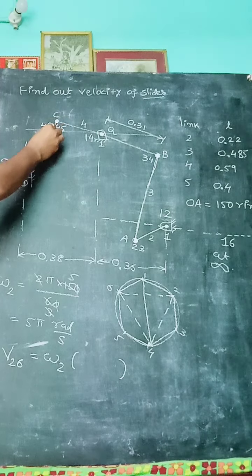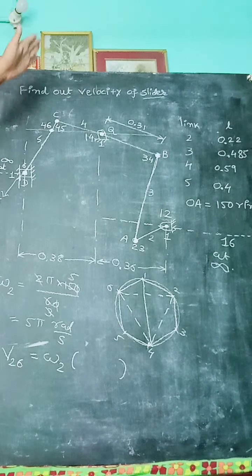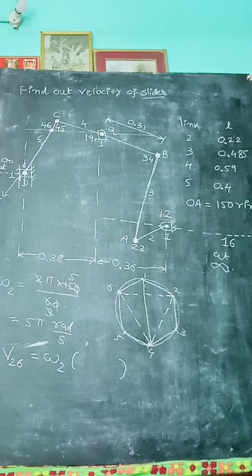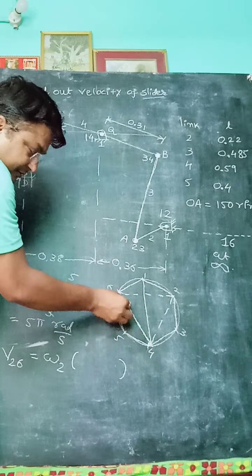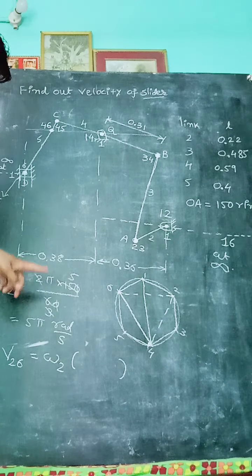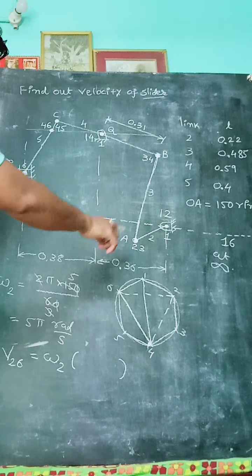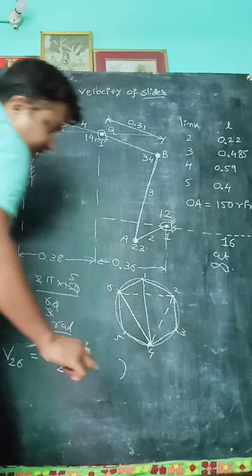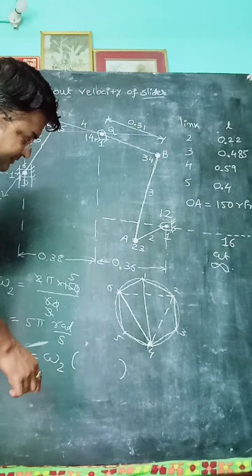See, 4 5, 4 6 and 5 6, they are on the same line. Three instantaneous centers must be on the same line. Okay, that means 4 6 is available. Now we are looking for which instantaneous center? 2 6. Okay, where is 2 6? 1 2 and 1 6. No problem.